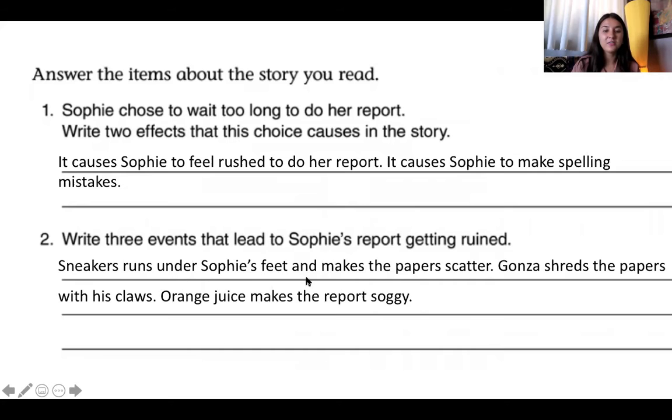Sneakers runs under Sophie's feet and makes the papers scatter. So firstly, the cat runs under Sophie's feet and she throws her book report all over the floor, all over the counter. Secondly, Gonzo shreds the papers with his claws. So the dog is chasing after the cat and he is tearing up her book report. And then finally, orange juice is spilled over the report and makes it soggy and awful. So when she hands in her book report, I'm sure her teacher is going to be pretty annoyed at the state it's in. All right, moving on to the next question.